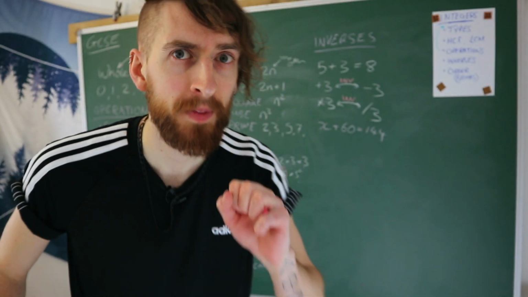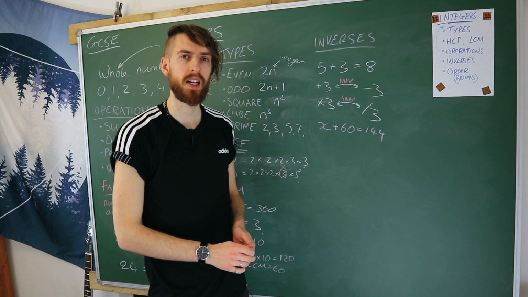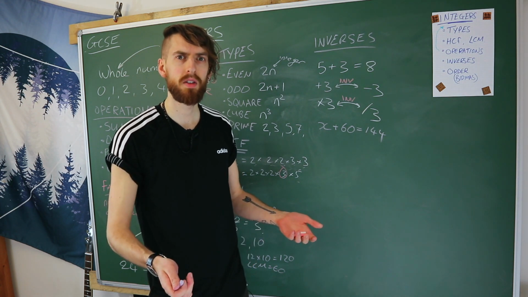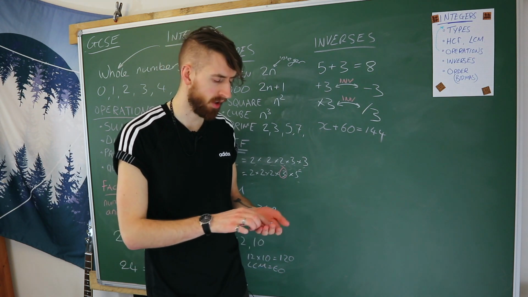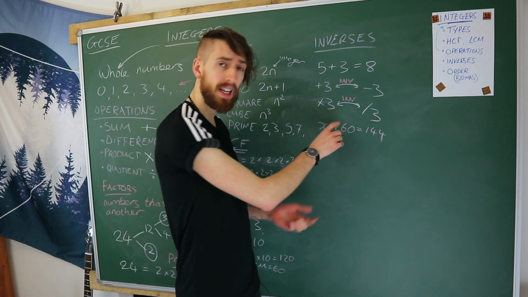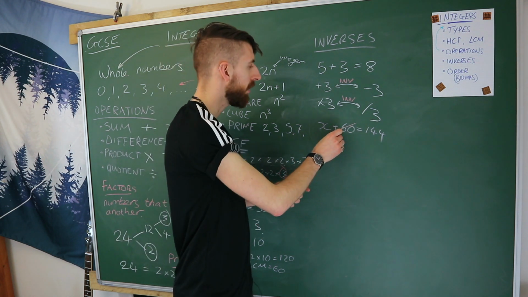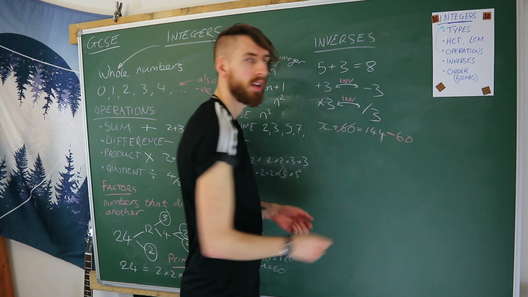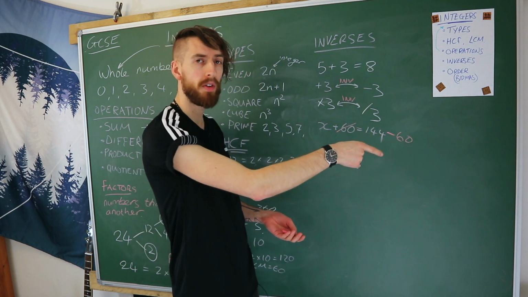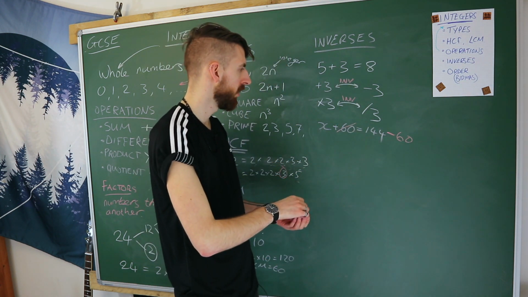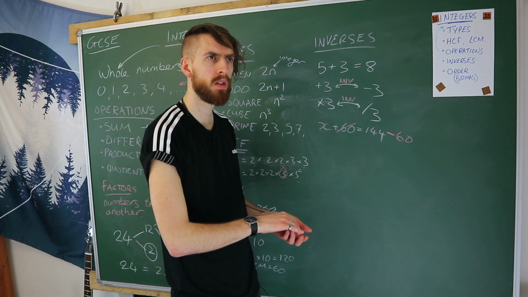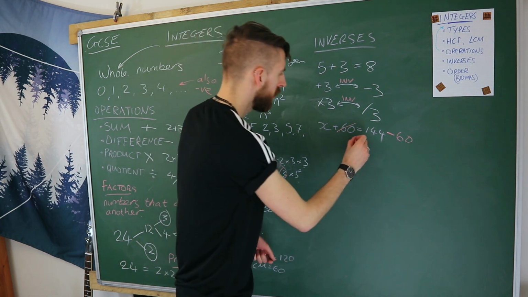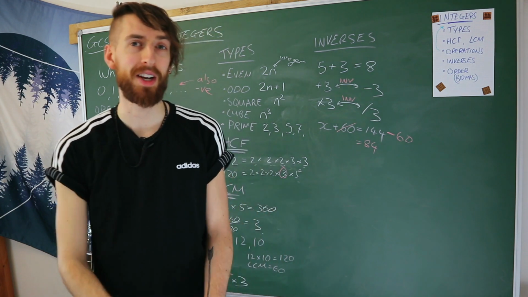So what's the inverse of adding 60? Well, it's taking 60 away, subtracting 60. So if we take 60 from both sides, it's going to get rid of that, and it goes over there. So x is 144 minus 60. So x is just 84. That's how you solve an equation.